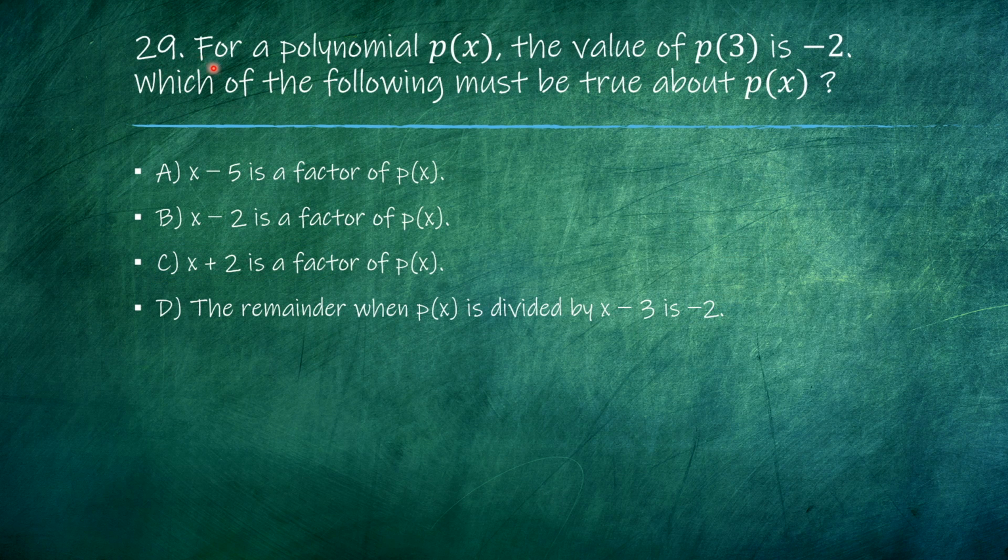Question 29. For a polynomial p of x, the value of p when x is 3 is -2. Which of the following must be true about p of x? Go ahead, pause this video and try to solve it. The answer is D.